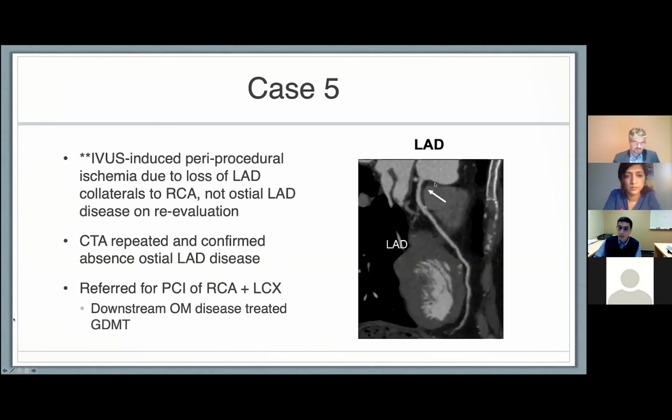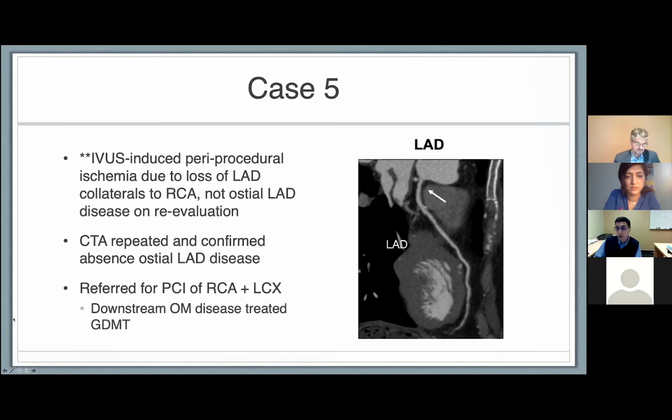The subsequent CTA was also repeated to confirm that there was no ostial LAD disease, and as such, the patient was actually referred for percutaneous coronary intervention of the RCA and the left circumflex coronary arteries.